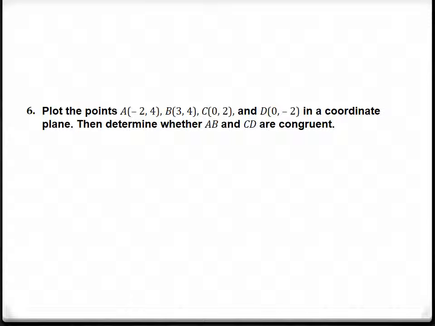Now count from A to B and count from C to D, or use the absolute value. For A to B, you would use the x coordinates. For C to D, you would use the y coordinates. Are they congruent? No, they're not. One is 5 units, one is 4 units.